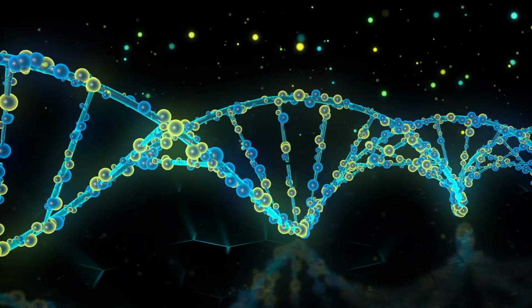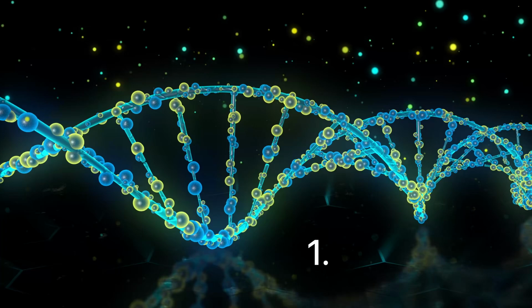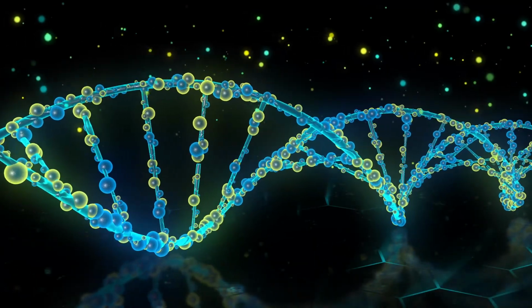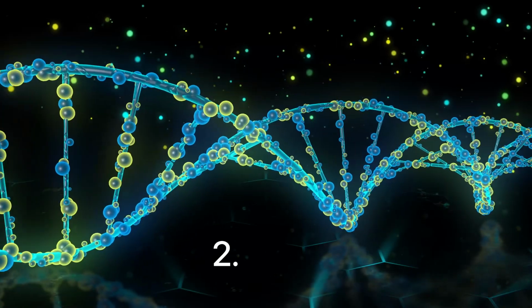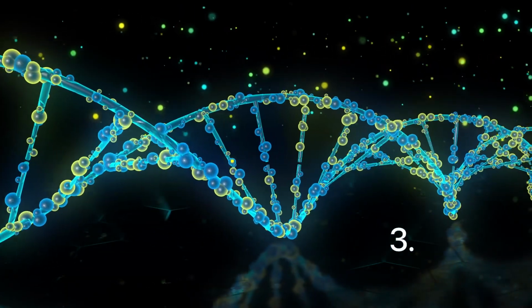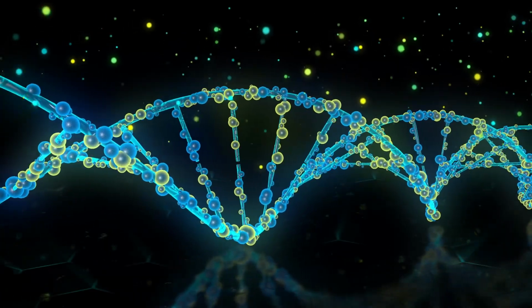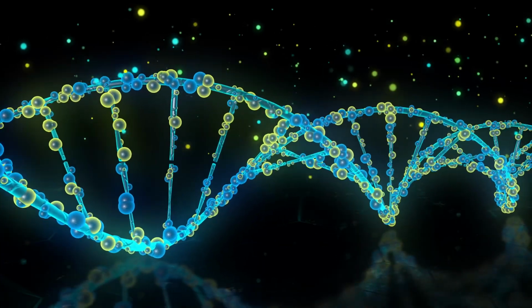Cell theory has three main ideas. 1. All living things are made of one or more cells. 2. The cell is the basic unit of structure and function in living organisms. 3. All cells come from pre-existing cells. These principles form the foundation of modern biology.